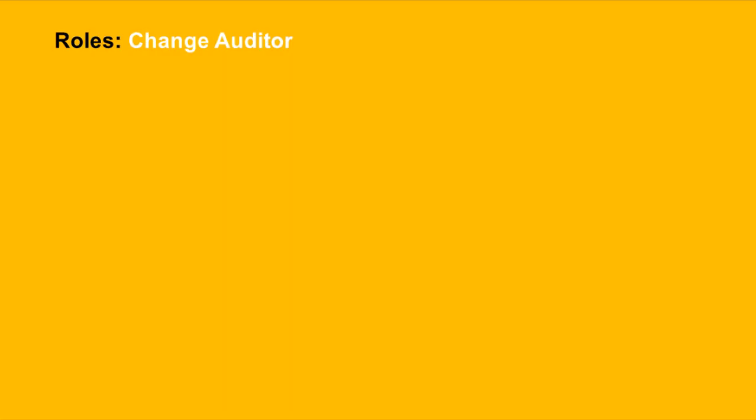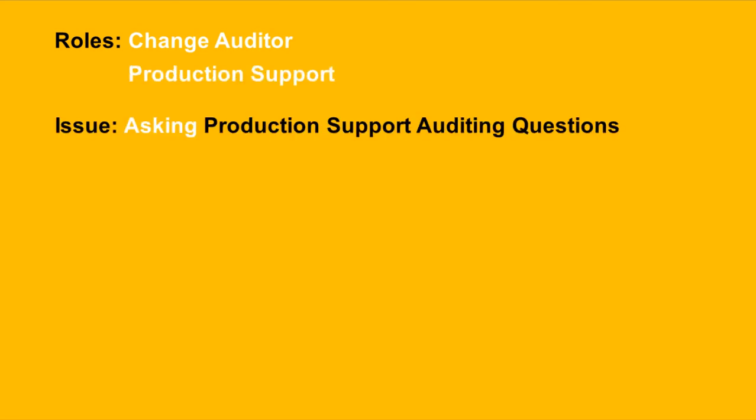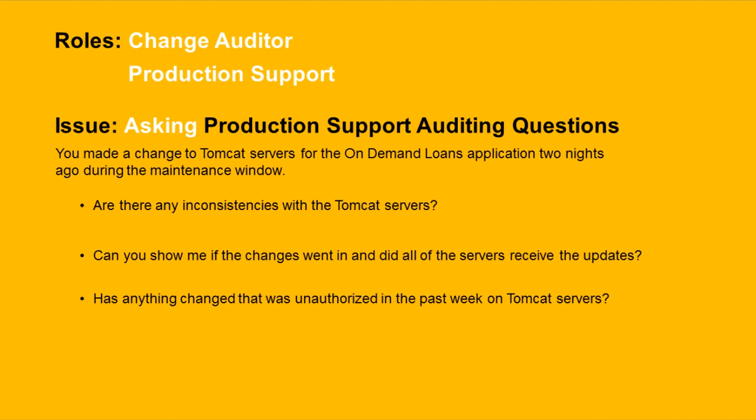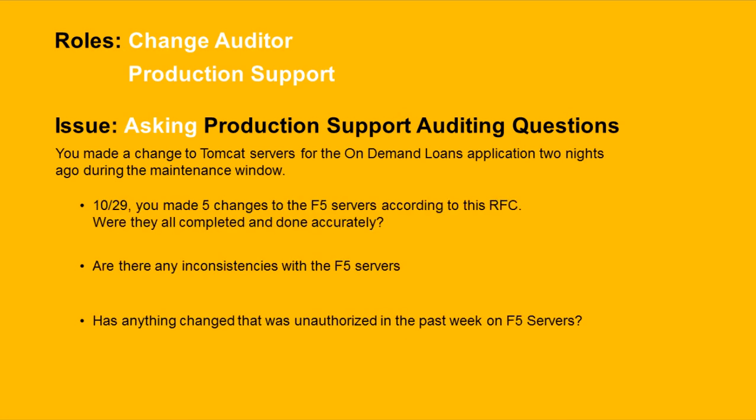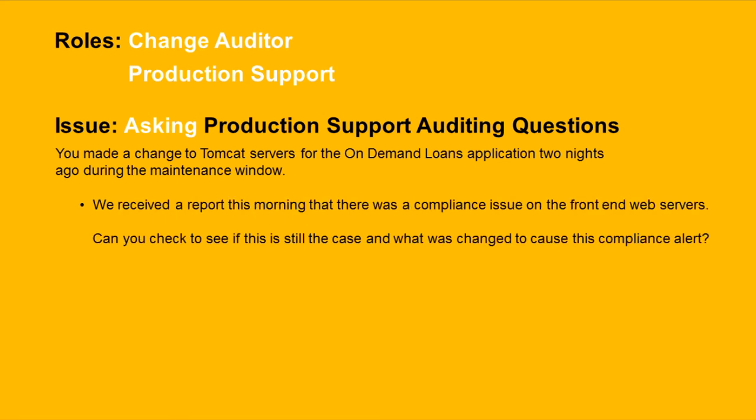So today my role is going to be two parts. I'm going to be a change auditor, as well as somebody within production support that may be answering the auditing questions. There's three key things that the auditors want today. First is some information around Tomcat servers. Second one around the F5 servers made on October 29th. And then lastly, they got a notice of a compliance issue through one of our policies. So we're going to try to resolve all three of those very quickly and very accurately.